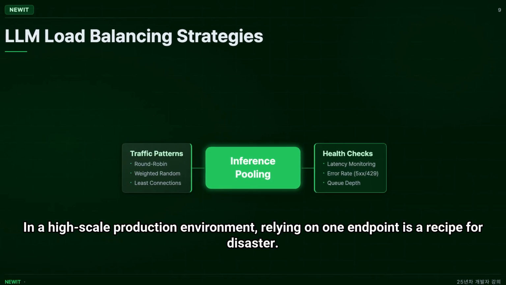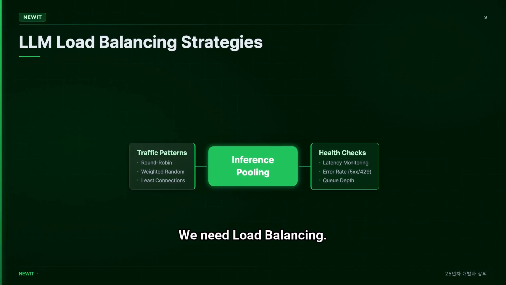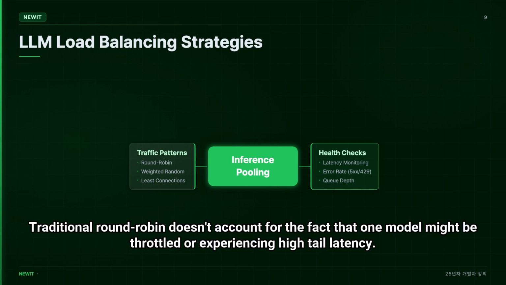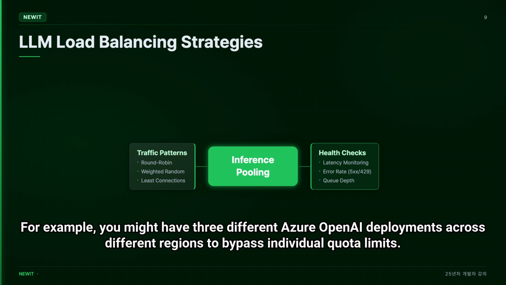In a high-scale production environment, relying on one endpoint is a recipe for disaster. We need load balancing, but LLM load balancing is different from traditional web balancing. Traditional round-robin doesn't account for the fact that one model might be throttled or experiencing high-tail latency. A smart gateway uses weighted distribution or latency-aware routing. For example, you might have 3 different Azure OpenAI deployments across different regions to bypass individual quota limits.